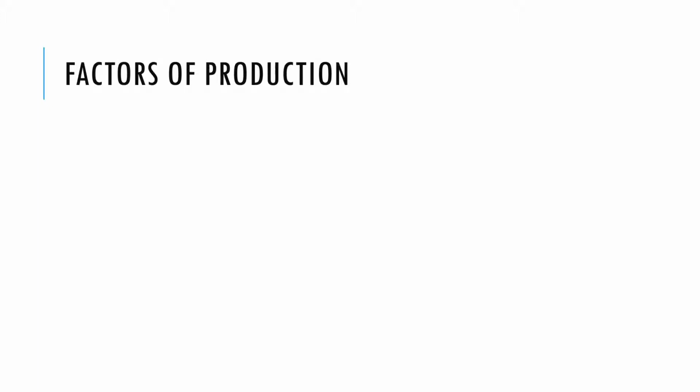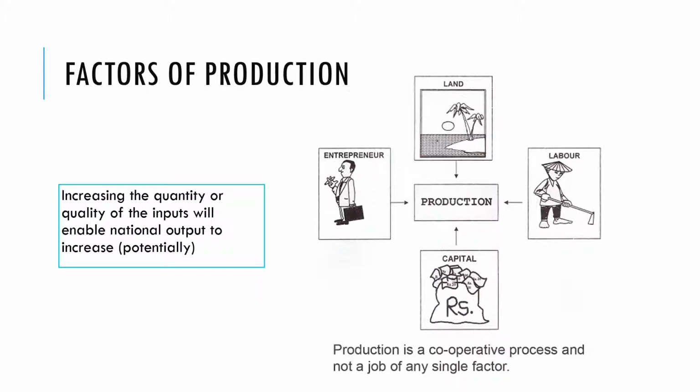So many supply side policies are concerned with improving the factors of production. So increasing the quantity or the quality of the inputs will enable the economy to be in a position to potentially produce more. So improving the natural resources or the quality or the ability to extract natural resources, training the workforce or having a larger workforce, improving the technology available to businesses or improving the finance available to businesses, and creating incentives for entrepreneurs to increase the scale of production would all be classified as supply side policies.